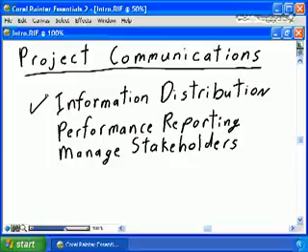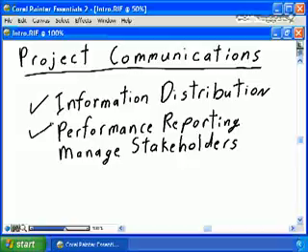Information distribution is ensuring that the requirements stated in the project communications plan are actually put into play, and that your team are delivering the information at the right time, in the right format, to the right people, satisfying their information requirements. In order to be able to do that, the PMBOK guide defines the requirement for performance reporting.